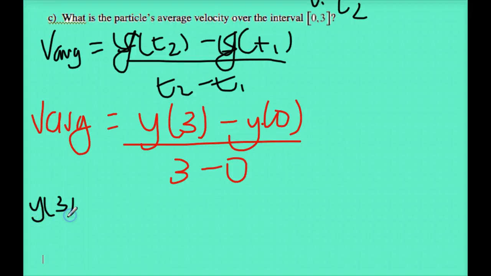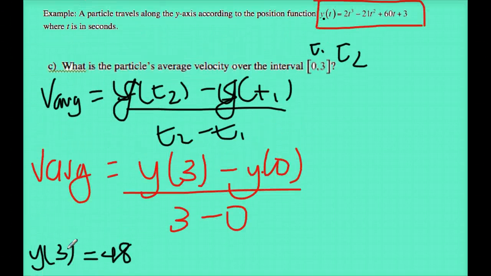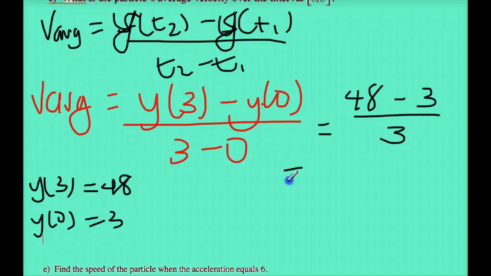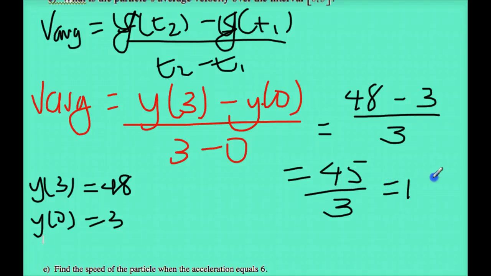Y of 3, if you plug in 3, go ahead and try this work on your own, but if you plug in 3, you're going to get 48. If I plug in 0, if you take a look at the equation, this cancels, and this cancels, and I'm going to get a 3. So this is equal to 3. So if I plug it in here, I get 48 minus 3 divided by 3, which gives me 45 divided by 3, which equals 15.